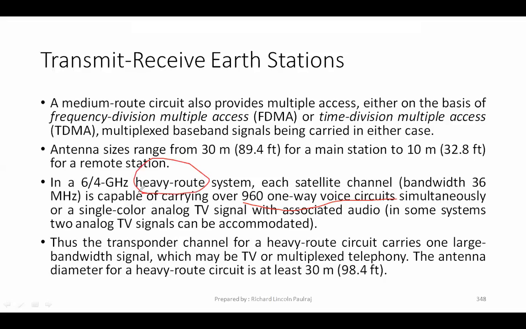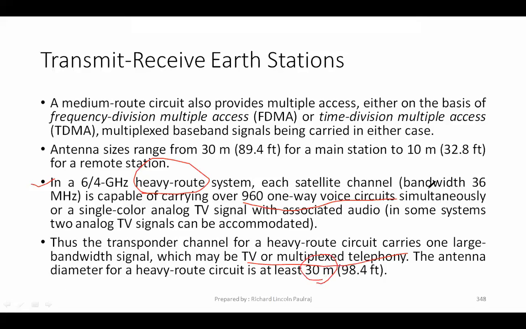So heavy route involves a lot of voice circuits, and if we have to compare, then it can be a color television along with the audio. In some systems, two analog TVs can be accommodated. Okay, so you can have a parallel connection between them, and thus it can be done. Thus, the transponder channel for a heavy route circuit carries one large bandwidth signal, which may be TV or multiplexed telephony. The antenna diameter for a heavy route circuit is at least about 30 meters.